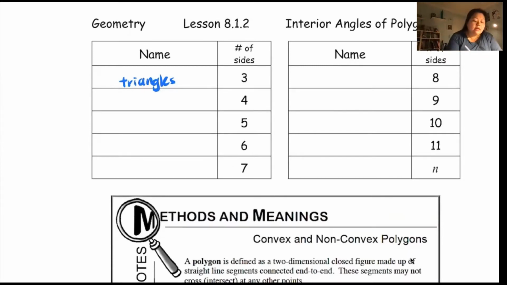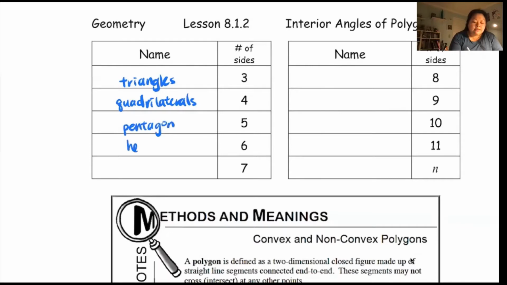Everybody with four sides are called quadrilaterals. Quad means four, right? Quadrilaterals. Lateral means there's sides, so four sides. Now, of course, again, you can go into details and find that there are rectangles, parallelograms, trapezoids, kites, and these are all specific types of quadrilaterals. But the overall umbrella is everybody's named quadrilateral. Okay, five sides are all called pentagons.